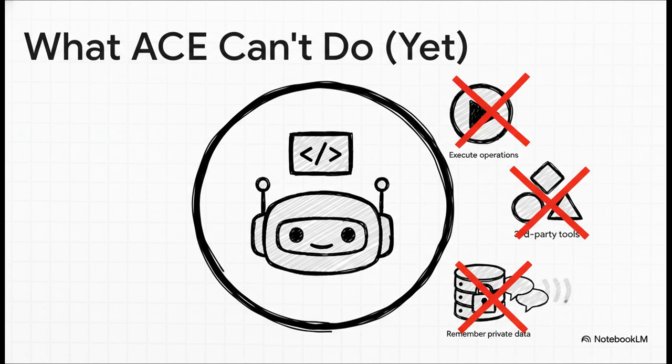For instance, ACE will not automatically make changes for you. It just generates the code for you to deploy. Its knowledge of third-party tools is pretty limited. It can't log into your private database to figure out why a query is slow. And right now, it doesn't remember your conversations from one day to the next.